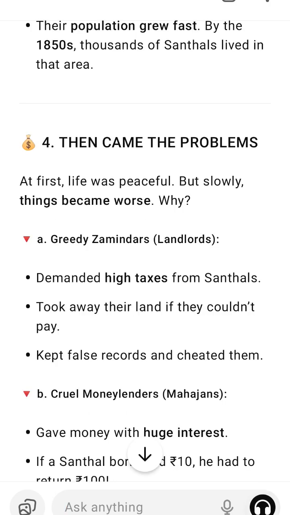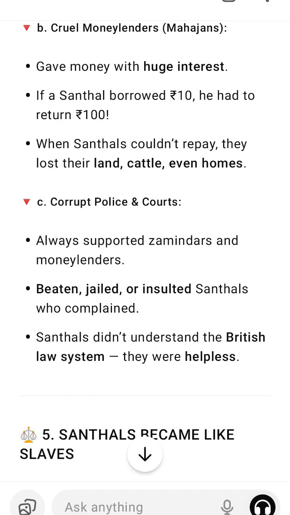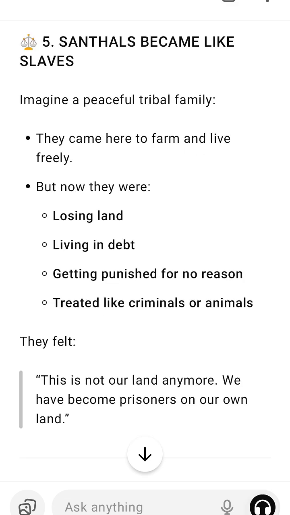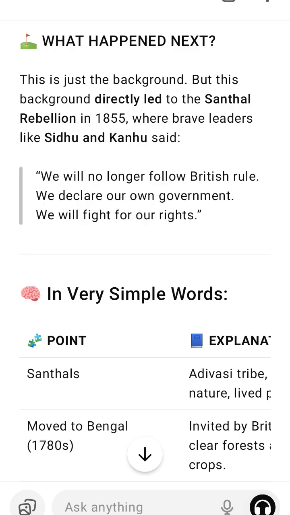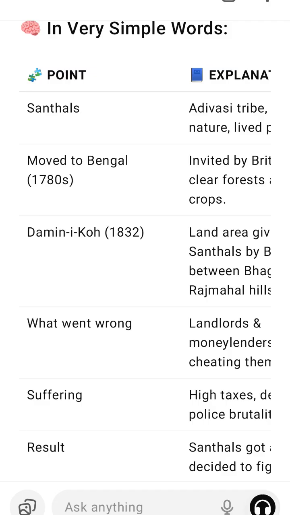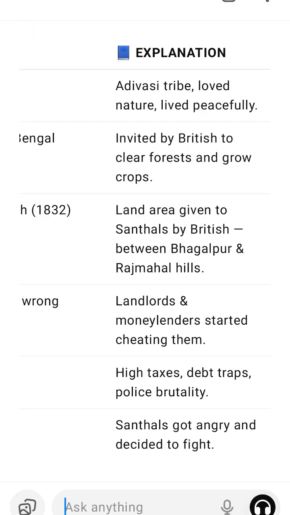3. What was Damin-i-Koh? In 1832, the British created a special area just for Santhals between Rajmahal and Bhagalpur. This area was called Damin-i-Koh, a Persian word that means edge of the hills. Santhals were told, "This land is yours. Live here, grow crops and become settled farmers." The Santhals believed this offer and began to build homes, clear forests, create villages, and start farming. Their population grew fast. By the 1850s, thousands of Santhals lived in that area.